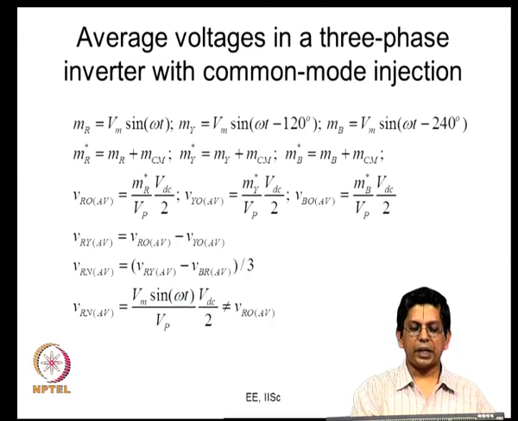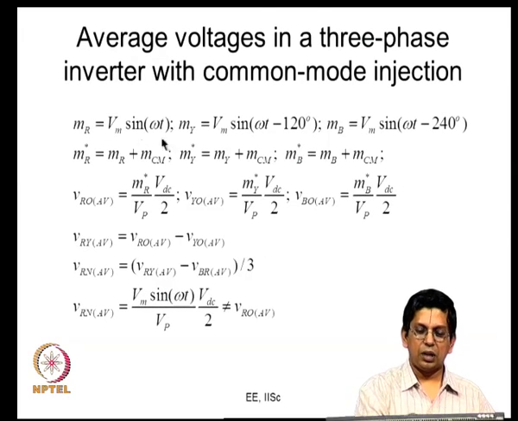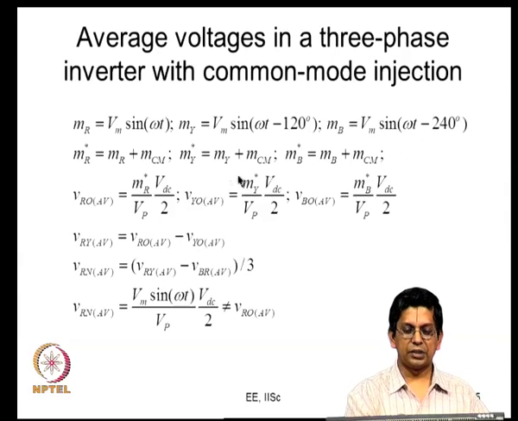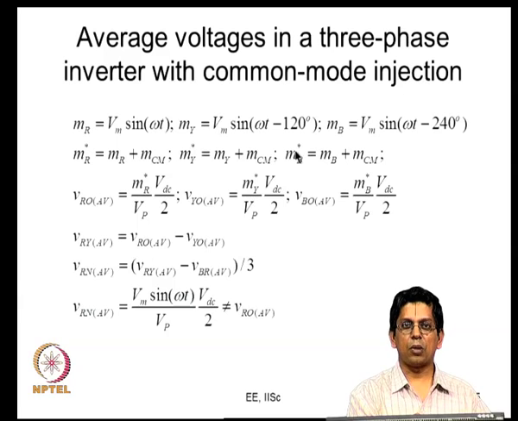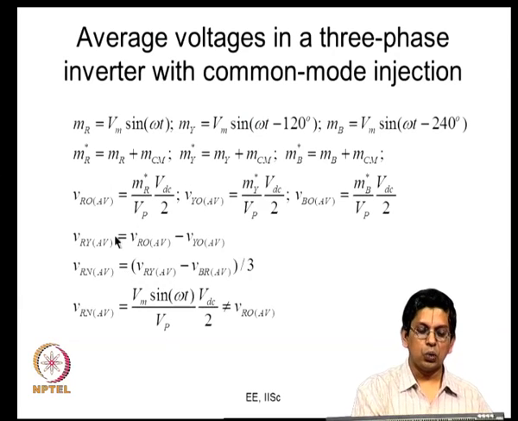Now, take an example which is more general, not just these three phase sinusoidal modulating signals, but where a certain common mode component, called MCM, is also added. So, it is MR plus MCM, MY plus MCM, MB plus MCM, and these MR star, MY star and MB star are the actual modulating signals. You are comparing them with the carrier and producing the signals. So, what is your VRO average? It is not MR by VP, it is MR star by VP into VDC by 2.